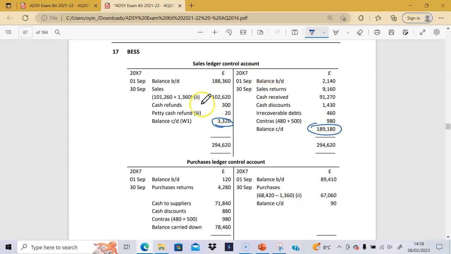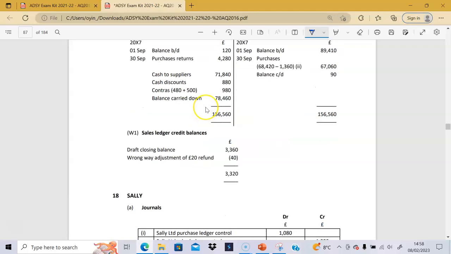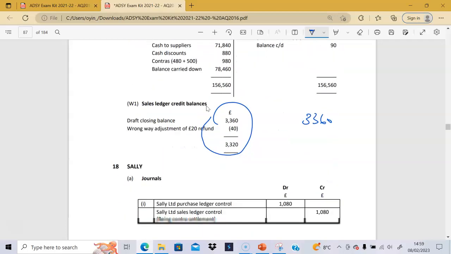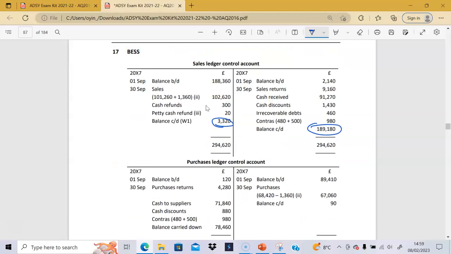Now, of course, this balance carried down over here has come to us from this knowledge. Like I said, it's a slightly tricky question, because we've fixed this issue here with the sales ledger. We know this is our closing balance for the sales ledger, 3320, because we've fixed that problem that I talked about. That's the 40, the wrong way around adjustment of the £20 refund.